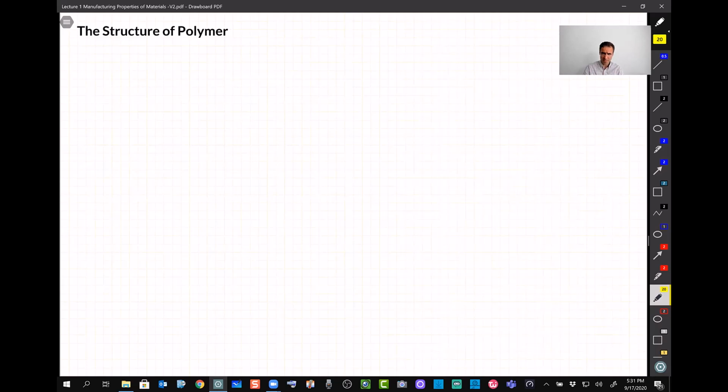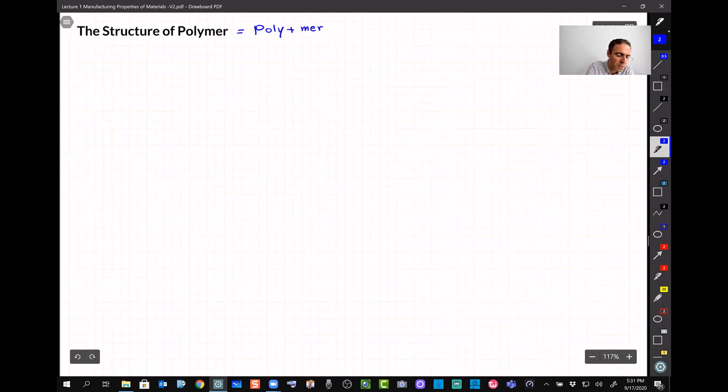What is plastic or polymer? What is its structure? So polymer, we can say, English-wise, is made out of poly plus mer, where poly means many, and mer means unit. I don't know Greek, but I just looked it up. So many units. This is where the word polymer comes from. But why do we call it many units?